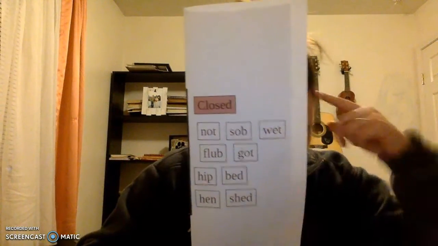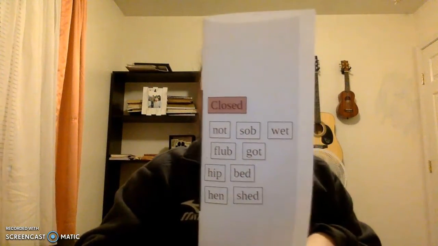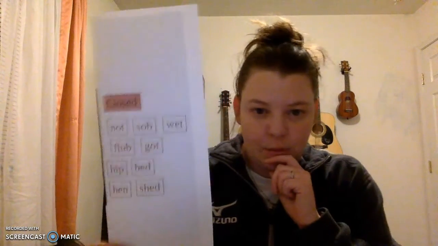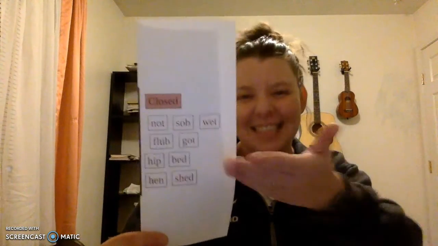Pretend it's not closed. Where are the vowels in these ones? Yeah, in this case, they are in the middle. Yes, good job. But what is at the end of these words? A consonant. Yep, good job. And does this make it open or closed?